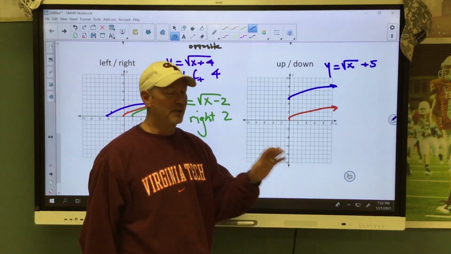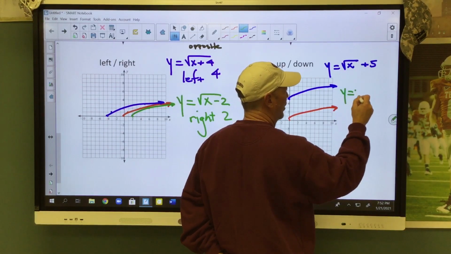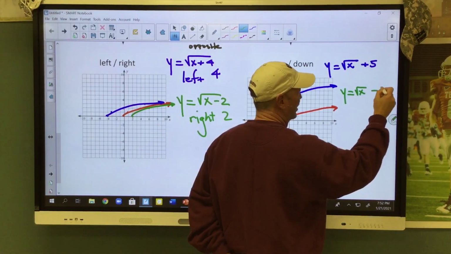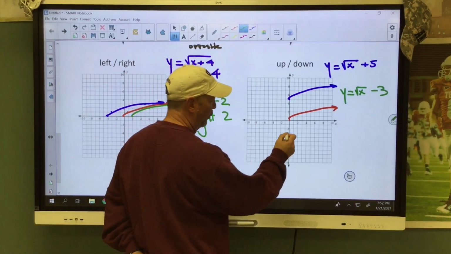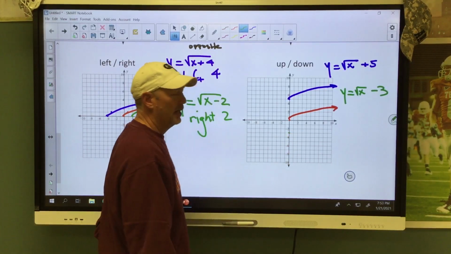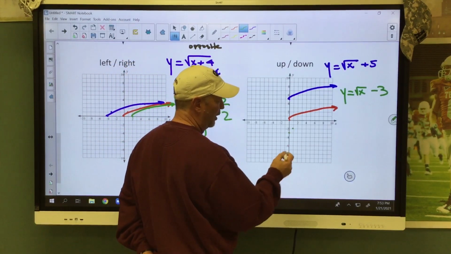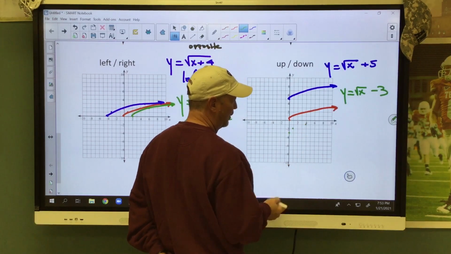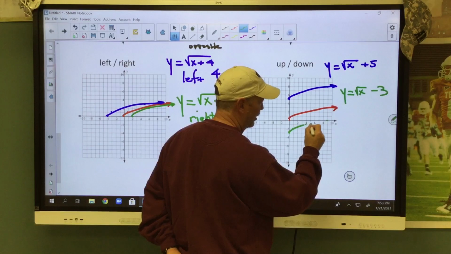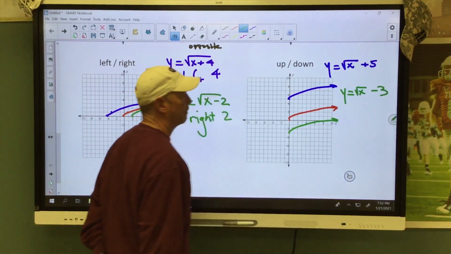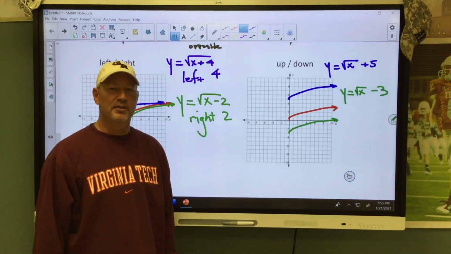And we could also shift down. I could give you this. I could say that y equals the square root of x -3. And this tells me to start 3 units lower than normal. We would be down here at -3 and apply the pattern of the square root of 1 is 1, the square root of 4 is 2, the square root of 9 is 3. And that would put us somewhere there. Got it? All right, let's try a couple of examples.